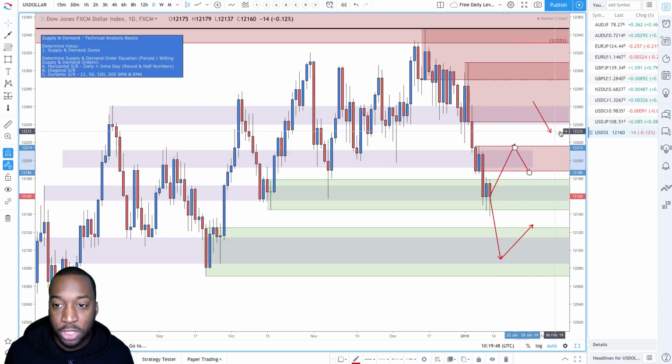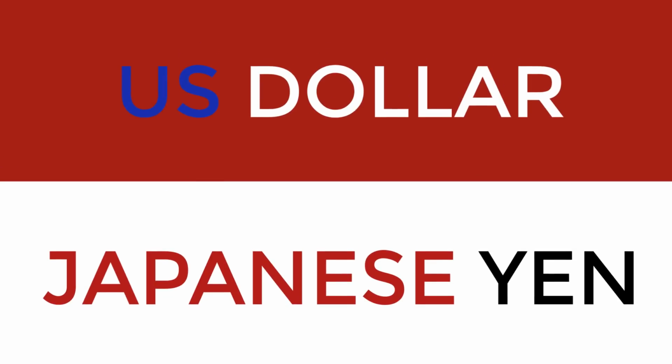So those are pretty much your areas that you'd be looking for this week. And if prices do react in these areas, again, do your fundamental analysis and decide before looking at a price chart. So next on the list is the dollar yen.